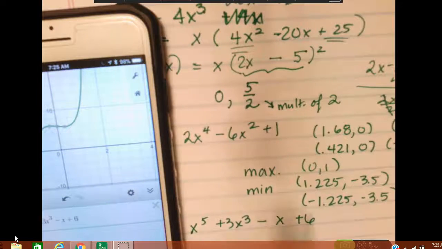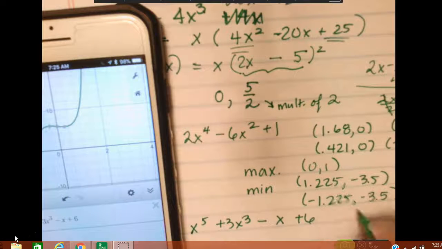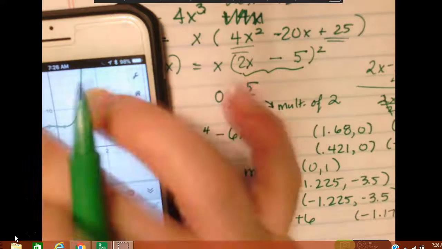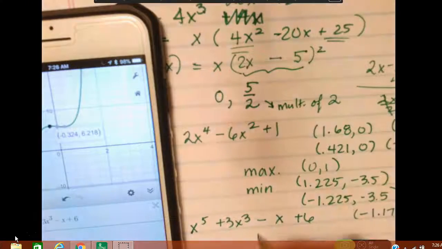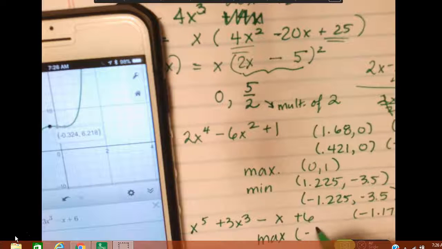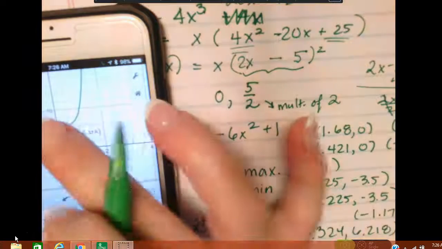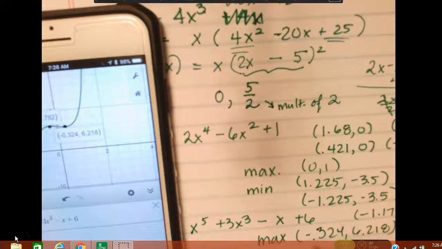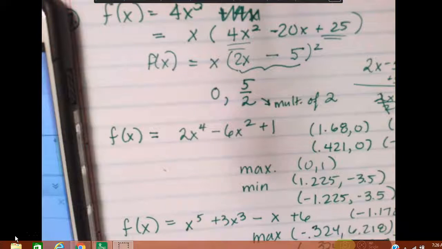Okay, so we've only got one 0 here, and that's at negative 1.178, 0. And I've got a max here at negative 0.324, 6.218. I've got a min right here, and it is symmetric. It's just raised up a little bit, so this wouldn't be an odd function. But since it doesn't cross any more places, I know there's some imaginary solutions to this problem.